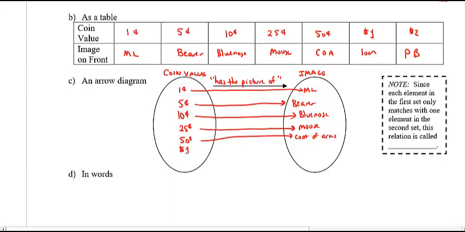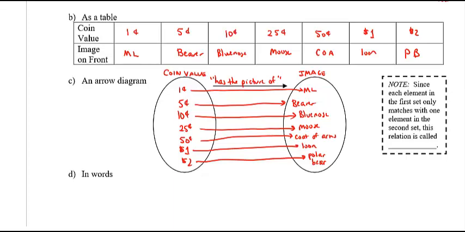And then finally, the dollar, of course, is the loon. And $2 is the polar bear. So this is just another way of showing the relationship, or the relation, between the coin value and the image. Okay?